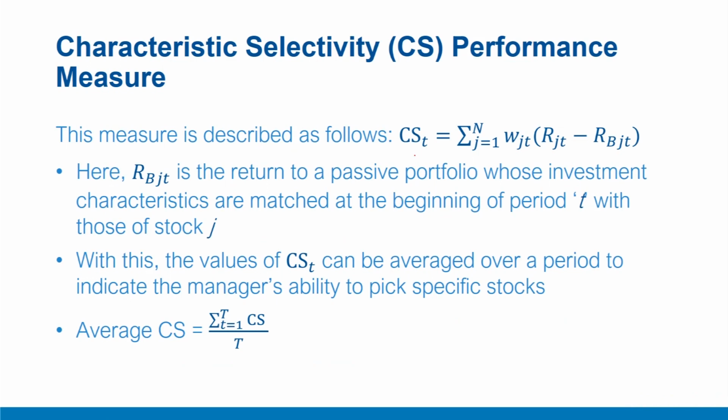The formula to compute this measure is simple. It is CS measure for time t is equal to w_jt, summation from j equal to 1 to n, of R_jt minus R_Bjt. Here R_Bjt is the return to a passive portfolio, which is the benchmark portfolio matched with our actively managed portfolio on investment characteristics and styles at each period beginning t with each stock j. With this, the values of CS_t can be averaged over periods to indicate his stock-specific selection abilities.